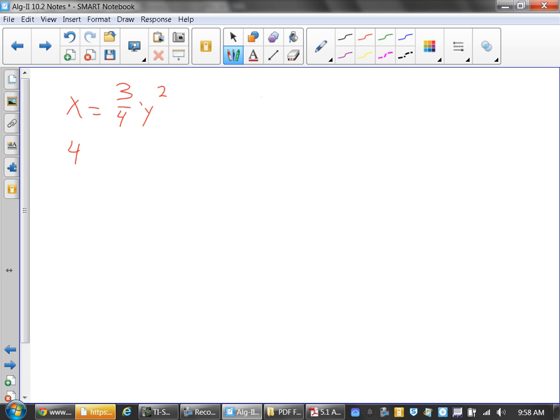So I get 4/3 x is y squared. Are we okay with that? Yeah. All right. So, suggestion, write it out. 4px equals y squared. What do I set equal to 4p? 4/3. Very good. So we get 4/3 equals 4p.